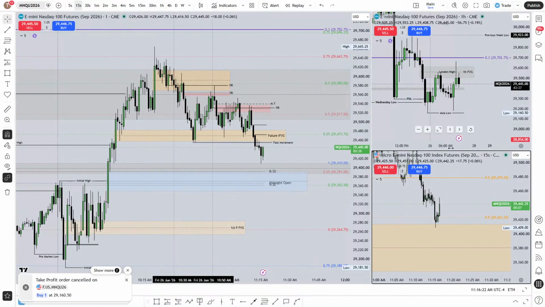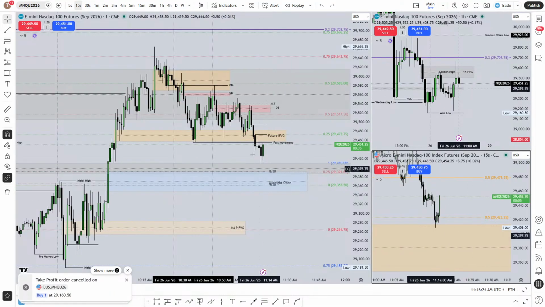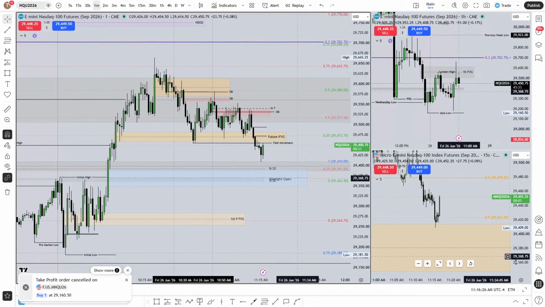Hit that perfectly and then had that rejection. It may still end up tanking. I don't even know. I don't care at this point.